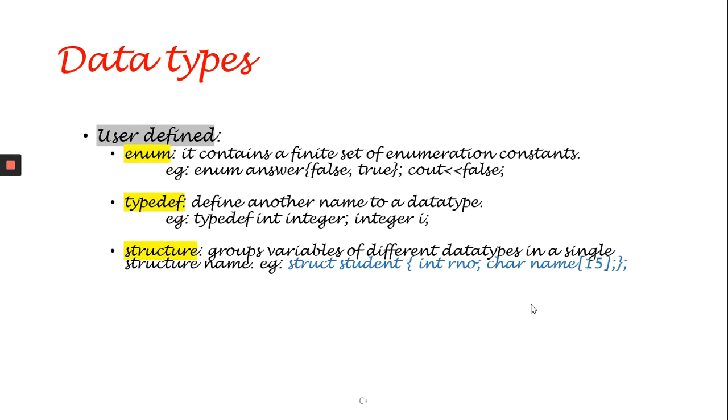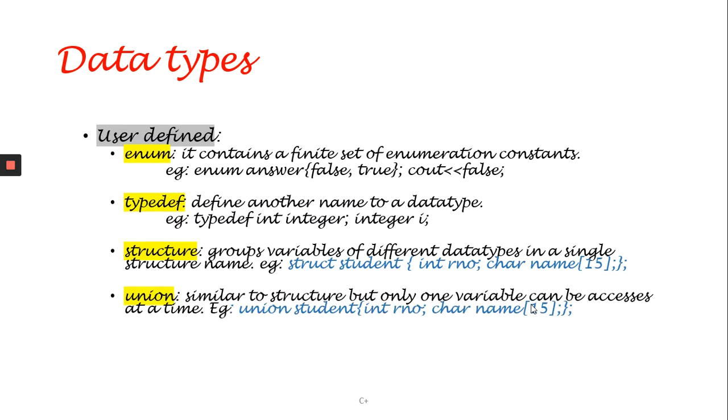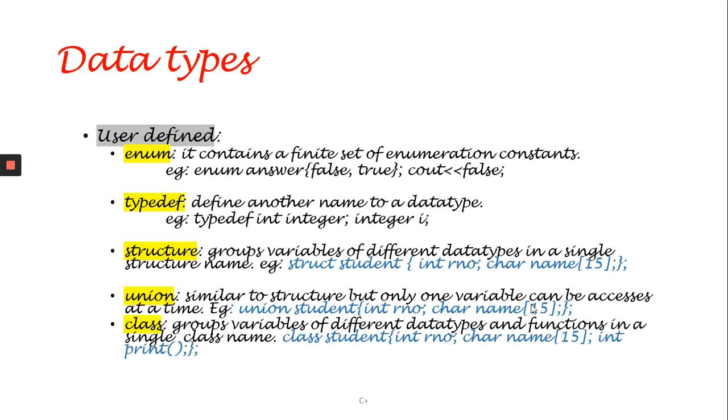The next user-defined data type is structure, in which we can have a group of variables of different data types under a single name. For example, struct student contains int roll number as well as character name. Both roll number and name are grouped together in the name struct student. The next category is union, which is very similar to structure, but the difference is that the variables declared inside the union cannot both be accessed together; only one can be accessed at a time.